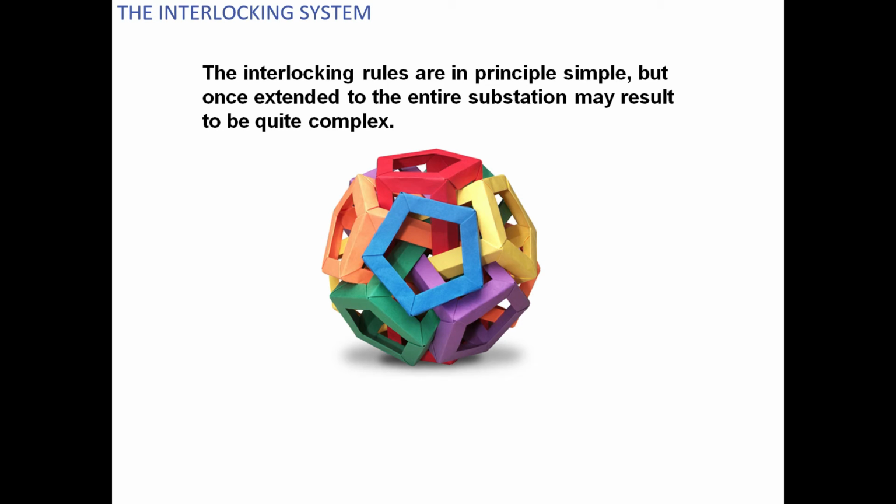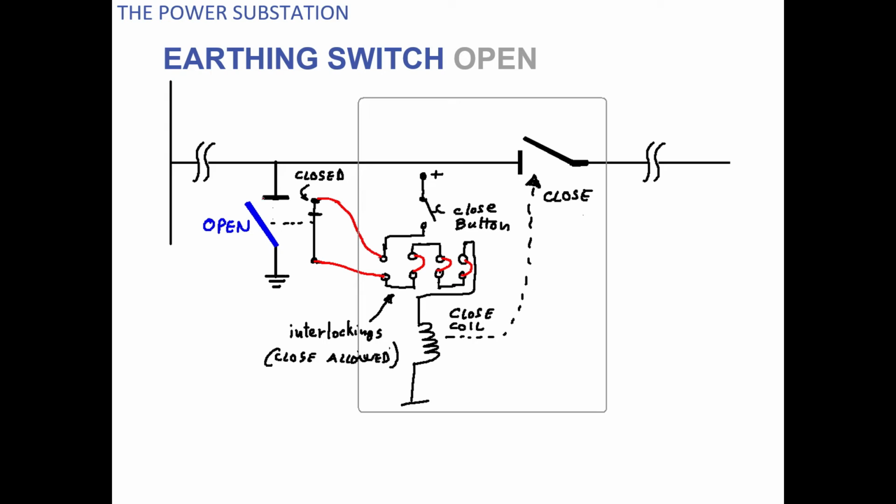Interlockings are very simple in principle, but if you extend them to the entire substation, it becomes very complex. Presently there is only one earth switch and one isolator, so your wiring is very simple. But suppose there are 5 or 10 earth switches and 5 or 10 isolators, and you have to implement this interlock for the entire system, for example the interlock of the bus earth switch. In that case, you have to transfer the information from all the individual feeders or bays to the other bay in which you are implementing the interlock.